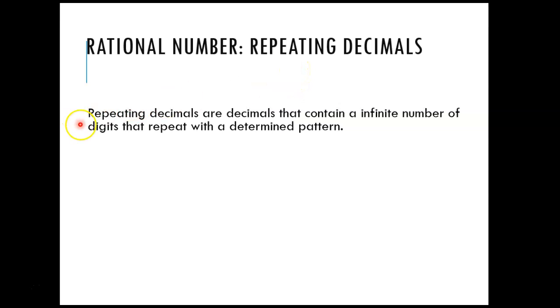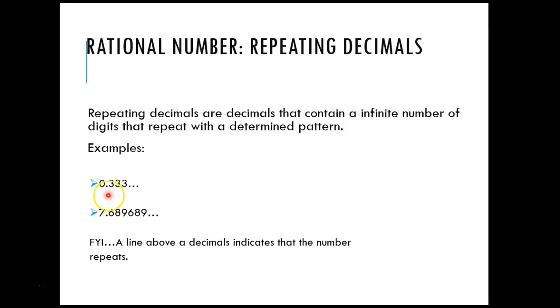Let's move on to rational numbers that are repeating decimals. Repeating decimals are decimals that contain an infinite number of digits that repeat with a determined pattern. Here's the difference between repeating decimals and terminating. Infinite means the decimal keeps going, but it repeats in a determined pattern, and that makes it a rational number. For example, 0.3333 repeating, or 7.689 repeating, which repeats in a determined pattern, so those two decimals are rational. And let's not forget, a line above a decimal indicates that the number repeats.